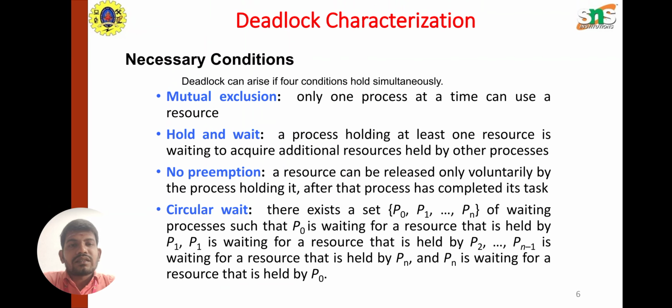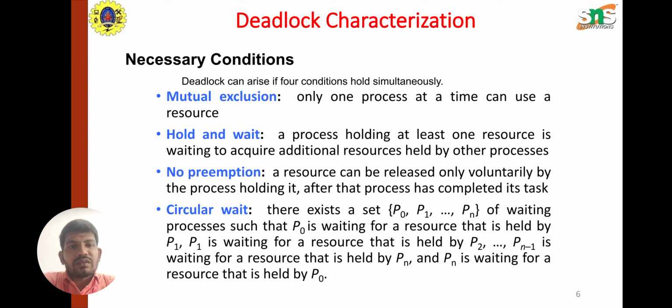Deadlock characterization. Necessary conditions: deadlock can arise if four conditions hold simultaneously. For example, mutual exclusion: only one process at a time can use a resource. Second, hold and wait: a process holding at least one resource is waiting to acquire additional resources held by other processes. Next, no preemption: a resource can be released only voluntarily by the process holding it, after the process has completed its task.